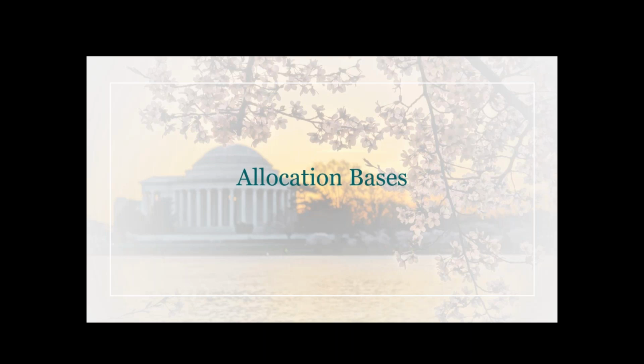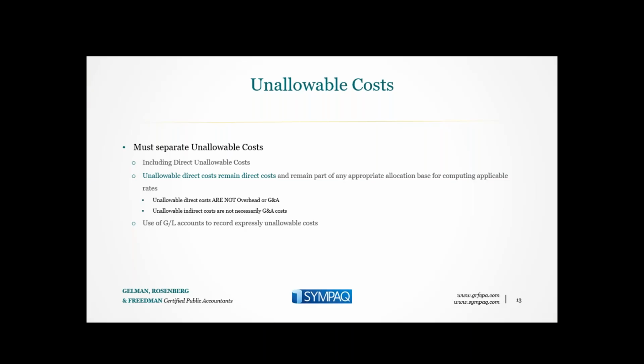First of all, allocation bases. Both FAR and CAS allow contractors broad latitude in determining what costs they pool together in homogeneous cost pools and how those costs are allocated by means of allocation bases that bear a causal or beneficial relationship to the costs in the pools. Because there's broad latitude available, contractors should take advantage of this and make the cost allocation practices conform to the nature of their business. We'll discuss allocation a little bit more in a later slide.